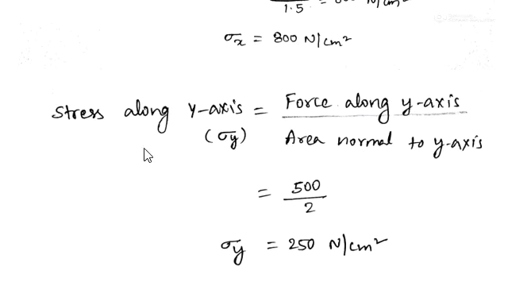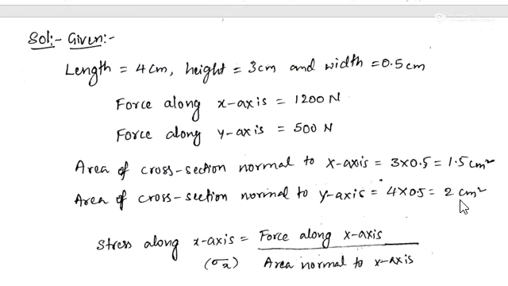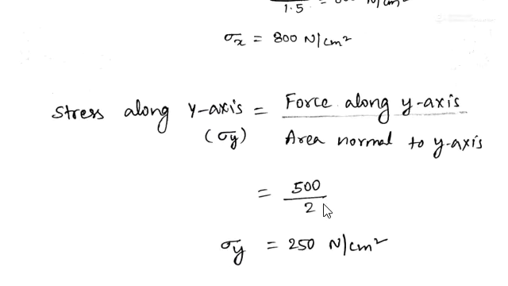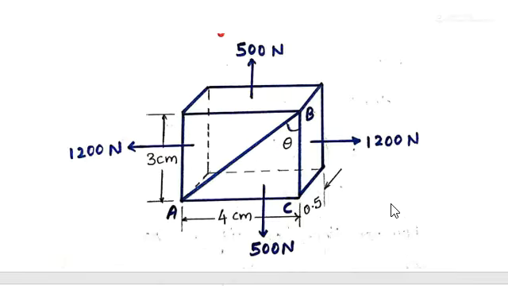And also we require stress along y direction or y axis. Sigma y is nothing but force along y axis by area normal to y axis. So force along y axis is given 500, area normal to y axis we got 2 centimeters square. When you substitute 500 by 2, we are getting sigma y, that is stress in y direction, as 250 Newton per centimeter square.